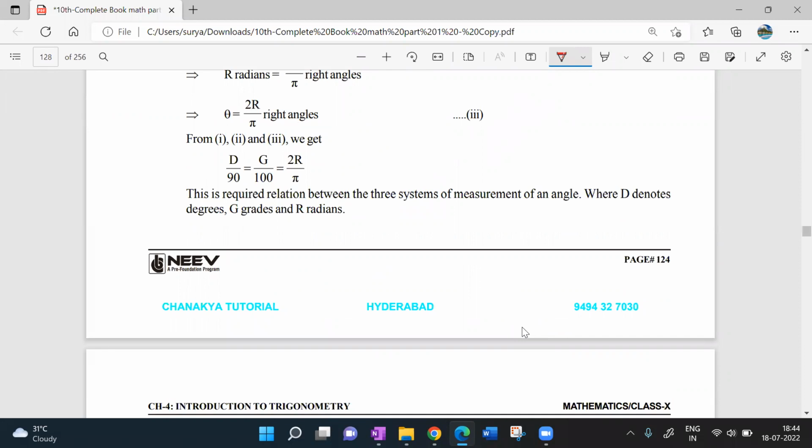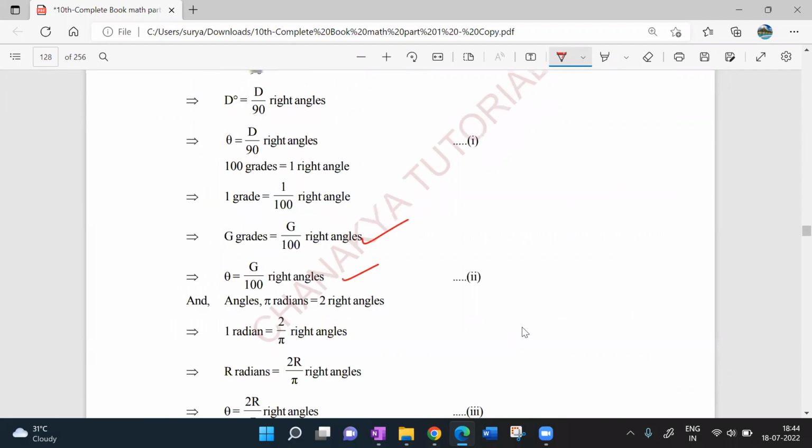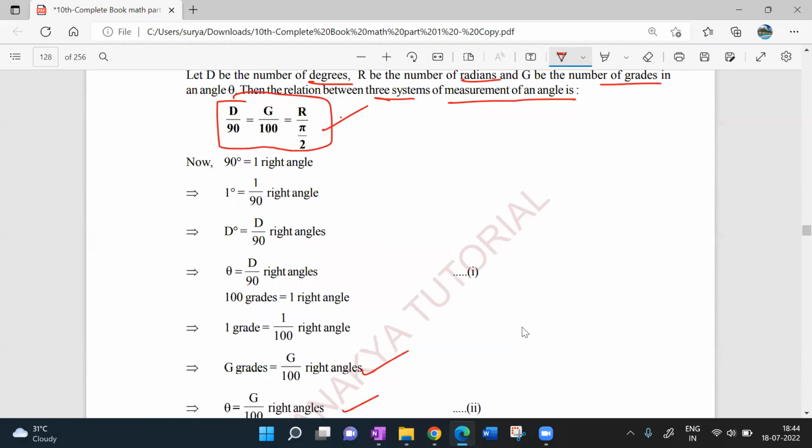So what is the required relation? If you solve all that, beta, d by 90 is equal to g by 100 is equal to 2 times r divided by pi. The proof has been given to you. If you want the proof, you can go through this. This is the same relation he is writing in the last step. So this can also be written as d by 90 is equal to g by 100 is equal to 2 times r by pi, or not?